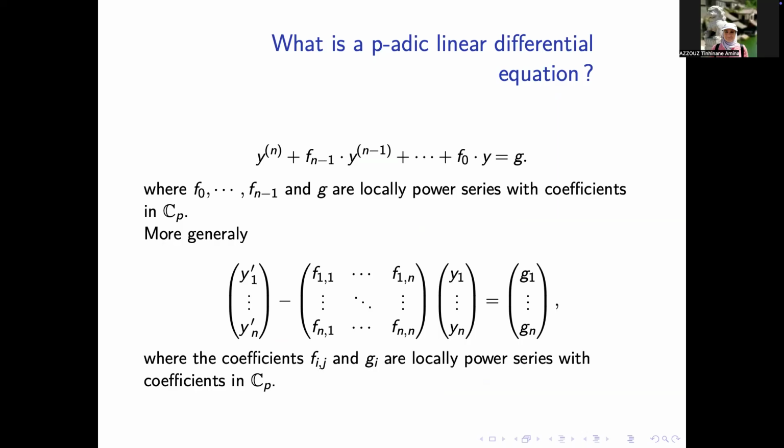Then what is, naively, a p-adic linear differential equation? If we define power series, then we have the indeterminate. Then we can consider the derivative with respect to this indeterminate, which we will call t, for example. Then we can consider the derivation d over dt, and we can define the derivative of the function. And a p-adic naive differential equation is something that we consider, an equation like that. And here the coefficients are local power series with coefficients in CP.